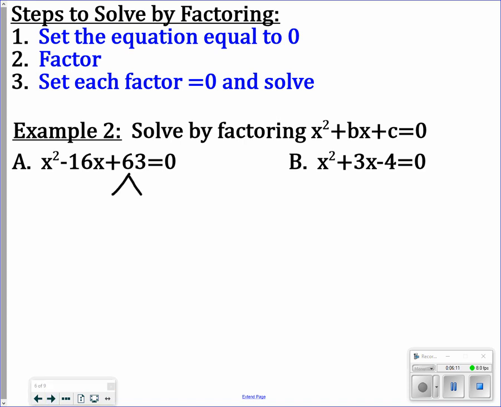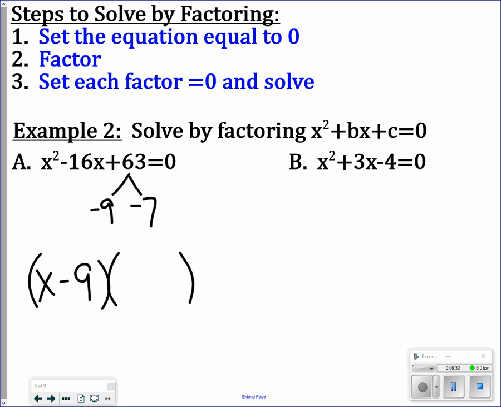Forget about the equals 0 part for a minute. Two things that will multiply to be 63, but add up to negative 16. And so again, those of you that may have struggled on your times tables, this is really going to come back to haunt you. Please talk to your teacher if you are somebody who struggles with their times tables about the possibility of a times table chart.